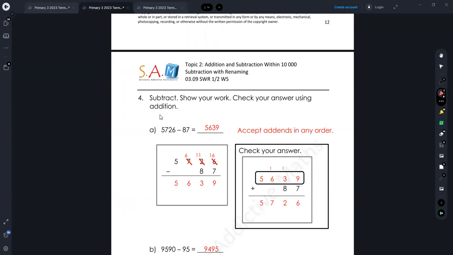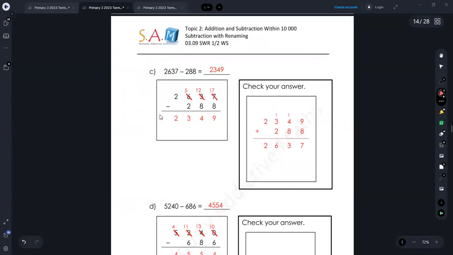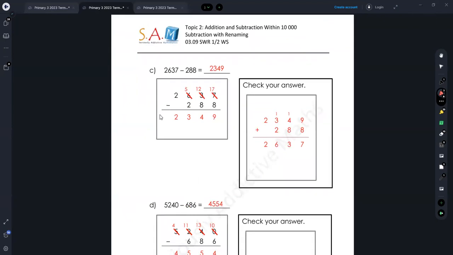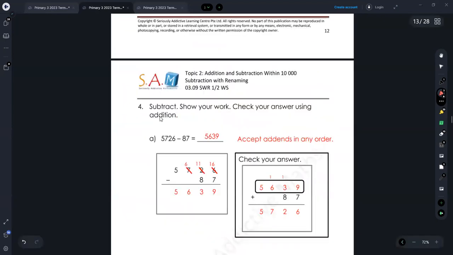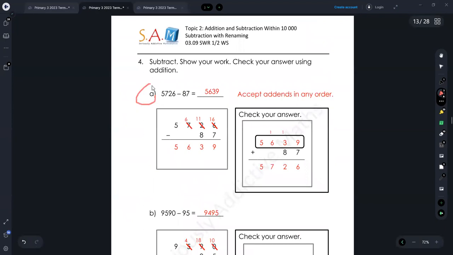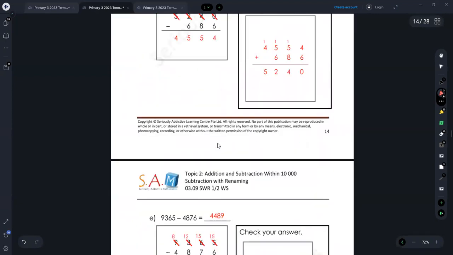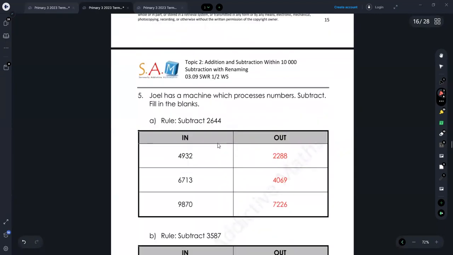So let's see. The other one that we can do is, I would skip these questions here. Maybe just do one question. Okay, 5,276 minus 87 equals 5,639. So this is the working for them, already scaffolded. And then you can tell them they can check their answers. So if you add this to this, you should get back the number here, 5,726.